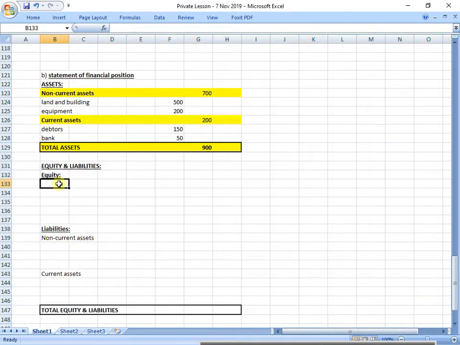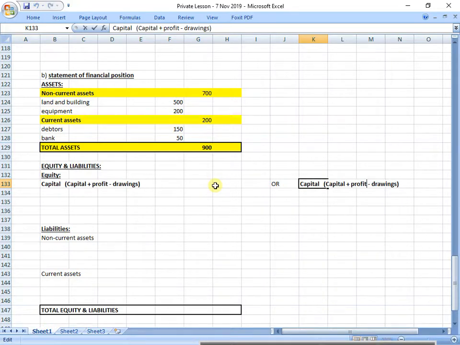Okay, so equity will have capital. Remember, capital is what the owner has. And capital will be capital plus profit or minus the loss. Did I have a profit here? I did. So I'm gonna put the minus loss. And then minus drawings. Okay, that's how you work out equity. It could have been this if there was a loss. If there was a loss, then there wouldn't be a profit. Then you would just subtract it instead of adding it.